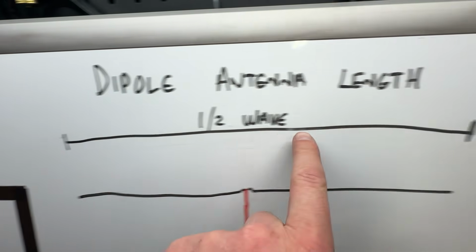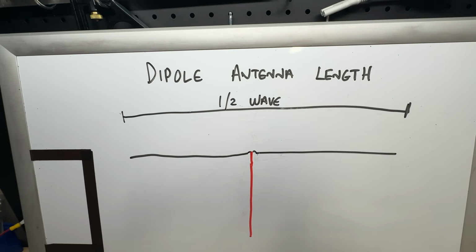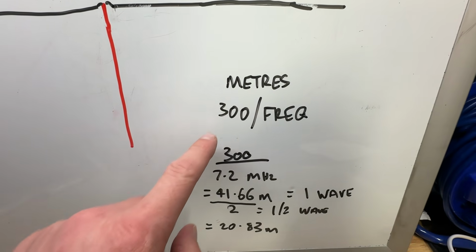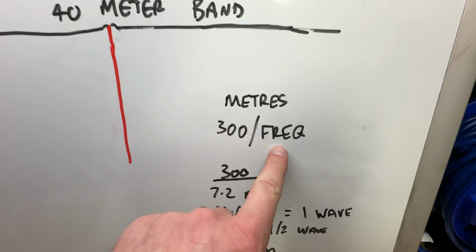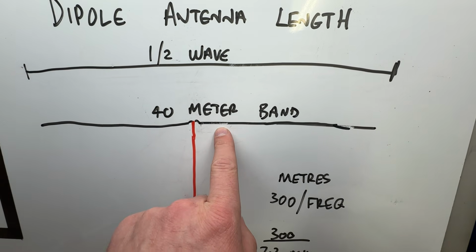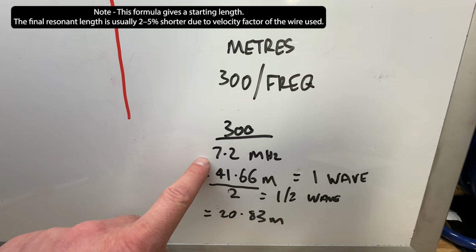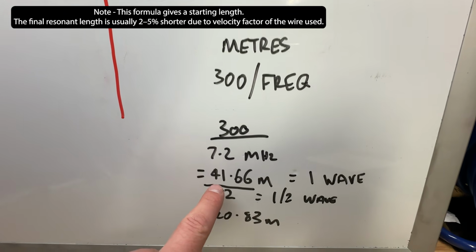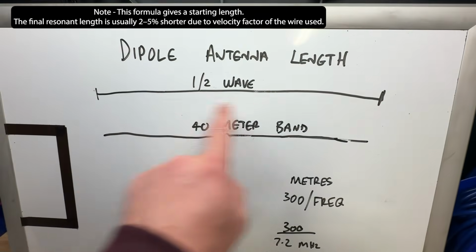So to work out this entire length, this is the formula that you'll need. You can work it out in meters. You take 300, you divide it by the frequency in megahertz. So for this example, we're going to be making a 40 meter band dipole antenna. 300 divided by 7.2 megahertz equals 41.66 meters. That is one wavelength.